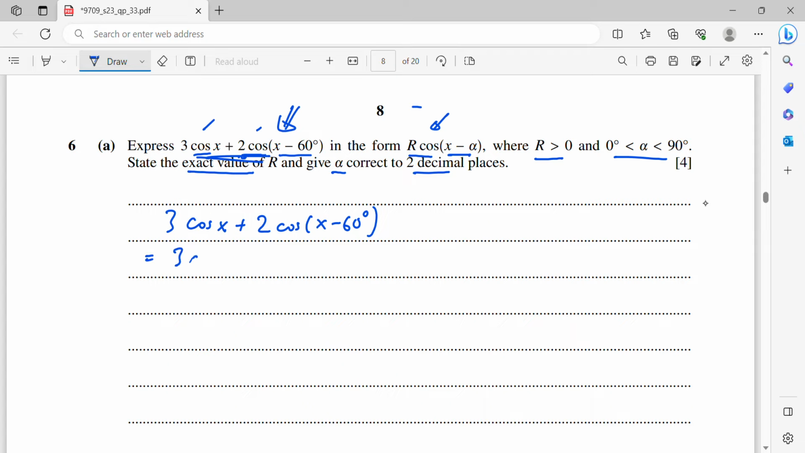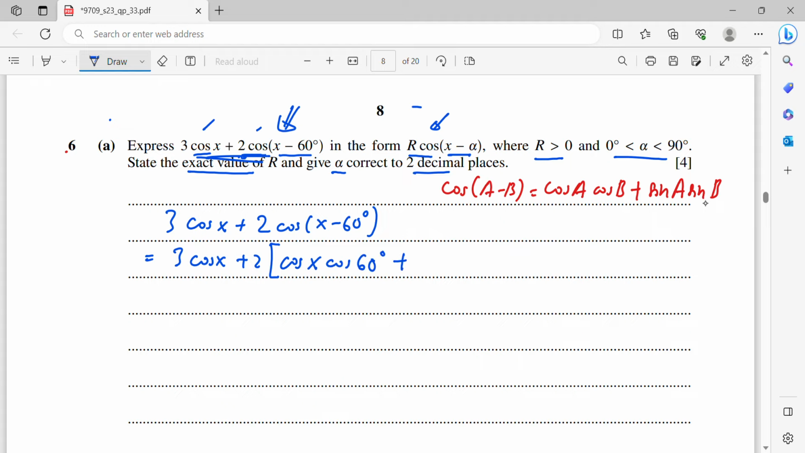Now, first term we rewrite. Second term, take out the 2. And now apply this formula. So you have cos (x minus 60 degrees). Refer to cos (A minus B). Alright, so it will be cos A cos B plus sine A sine B. So by comparing cos (A minus B) and cos (x minus 60), it means that your A is x, your B is 60 degrees. So I will get cos x cos 60 degrees plus sine x sine 60 degrees.